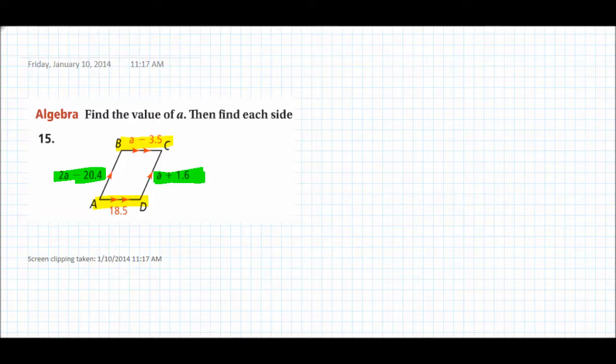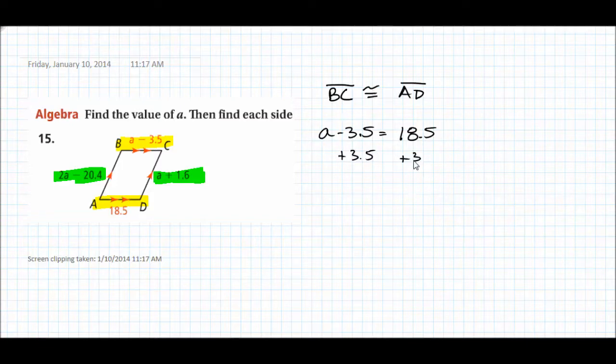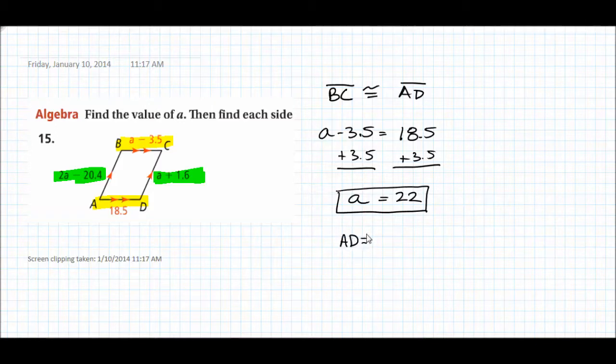Well, looking at it, BC equals AD, so we can say side BC is congruent to side AD, and we can replace the variable. So BC is a minus 3.5, equal to, well, AD is 18.5. Subtract, or sorry, add 3.5 to each side, and we get a equal to 22. Okay, well, it also asks for the sides. AD was already given to us, so AD is equal to BC, which is equal to 18.5. So there's those two sides.